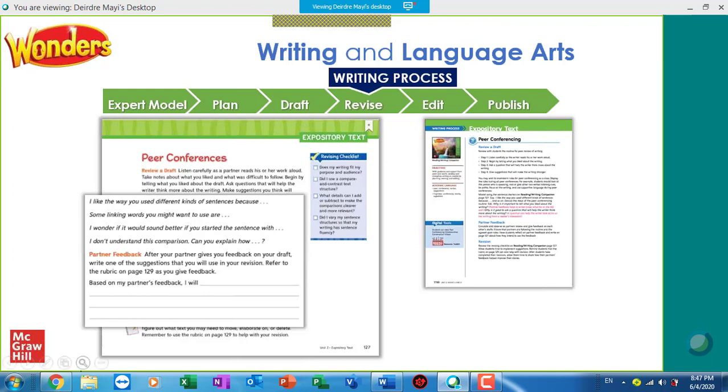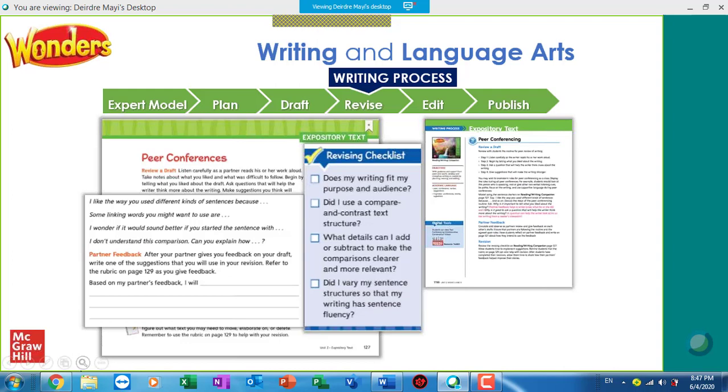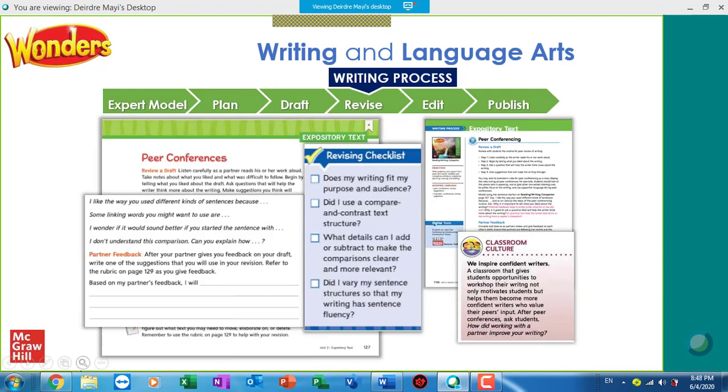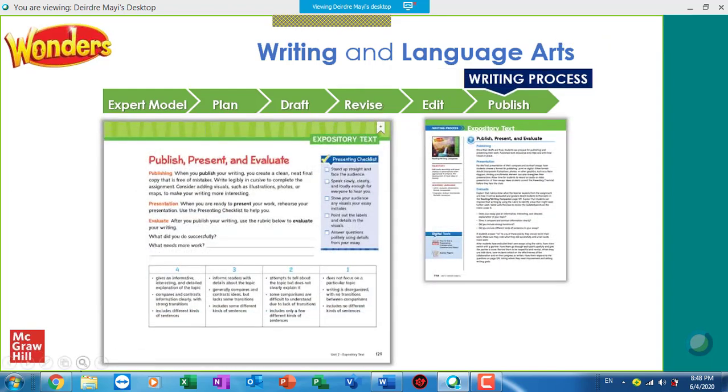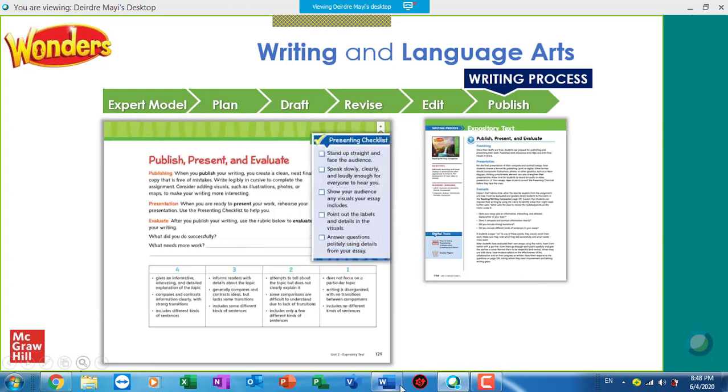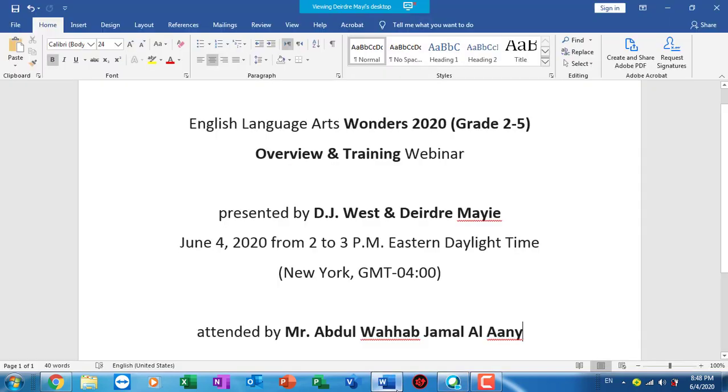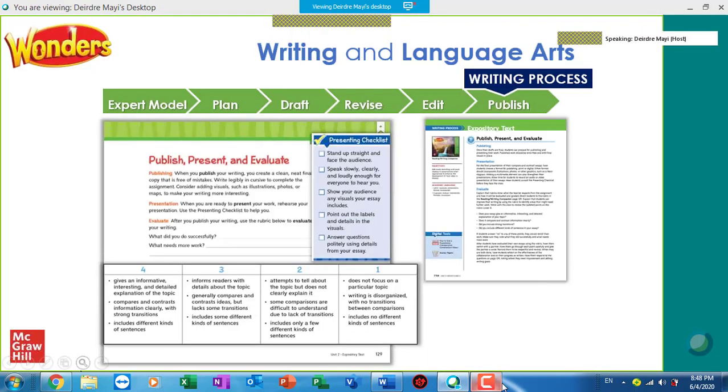So again, as students continue to go through the writing process, they'll have checklists that they will use. Is my work properly edited? And finally, they will publish and present their work. Remember, this is another place where listening and speaking skills can be evaluated. There are rubrics that you are able to provide to your students, and you are able to either use our rubrics as written, or of course, you are able to customize the rubrics. It's really up to you.